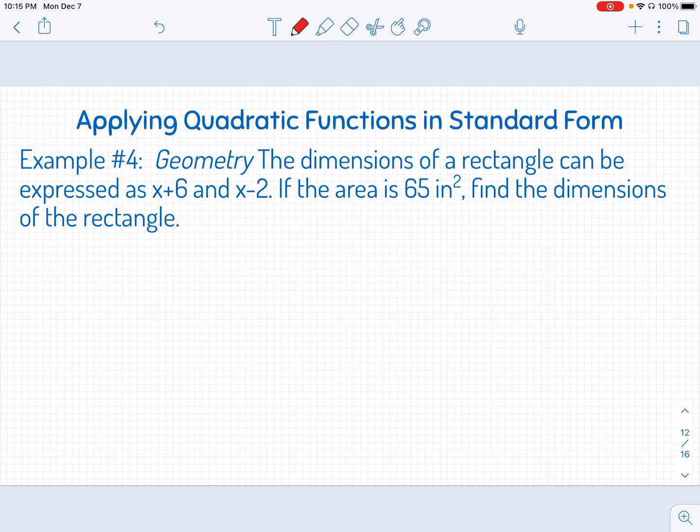Example 4. The dimensions of a rectangle, so I'm going to draw a rectangle again, are x plus 6 and x minus 2. If the area is 65 inches squared, find the dimensions of the rectangle. So again, think about what you know. What is the area? Now, what is the equation for the area of a rectangle?